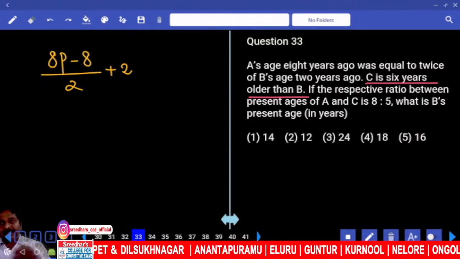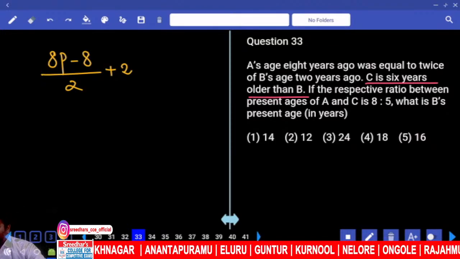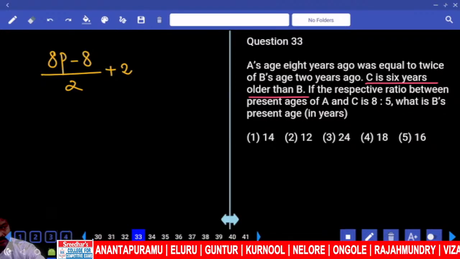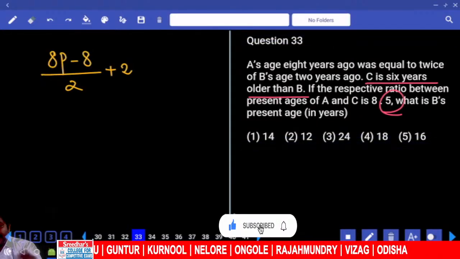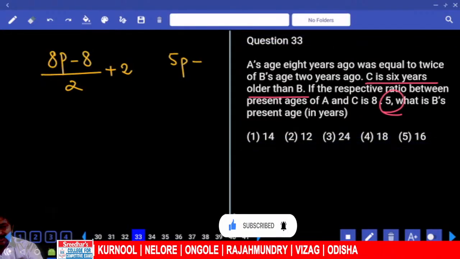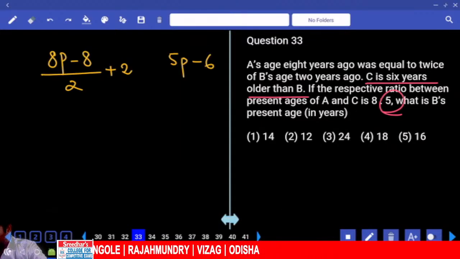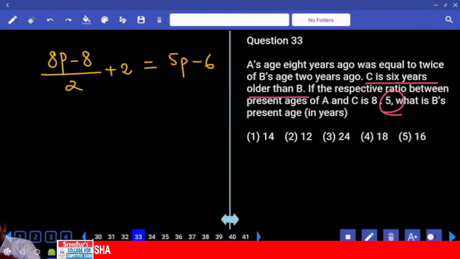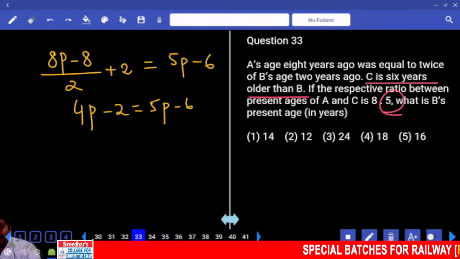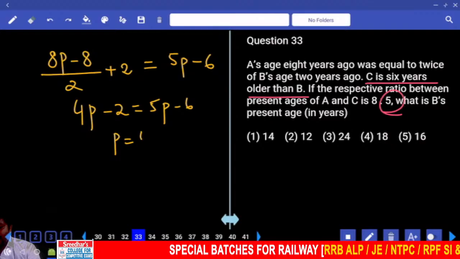C is 6 years older than B. Then B is 6 years younger to C. C's present age is 5 parts. B will be 5 parts minus 6, 6 years younger to C. Both are equal. 4 parts minus 4 plus 2, 4 parts minus 2, equals 5 parts minus 6. Correct? P is equal to 4.